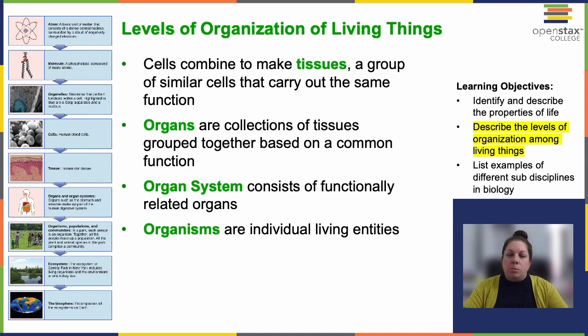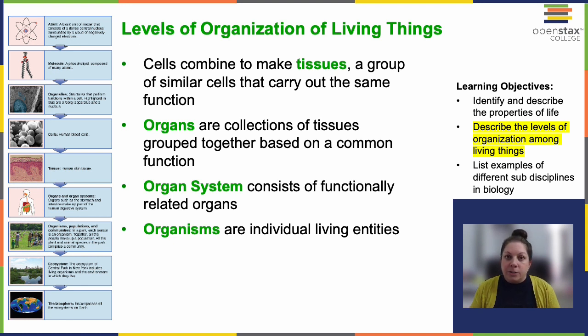Okay, so we're up to the living units, right? So cells can combine to make tissues. So obviously that's a multicellular organism if we're talking about multiple cells working together. So groups of similar cells that carry out the same function, those are tissues. Organs are collections of tissues grouped together based on a common function. So there are multiple types of tissues in your kidney, but they all coordinate and work together for the overall function of the organ.